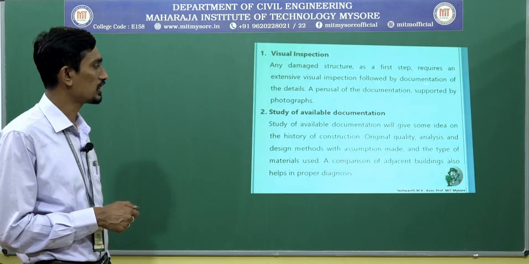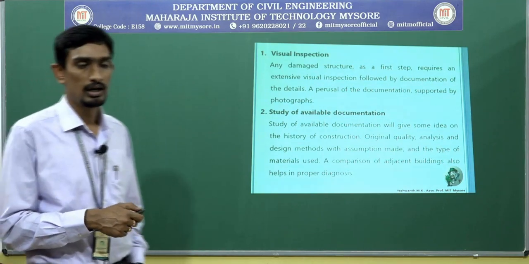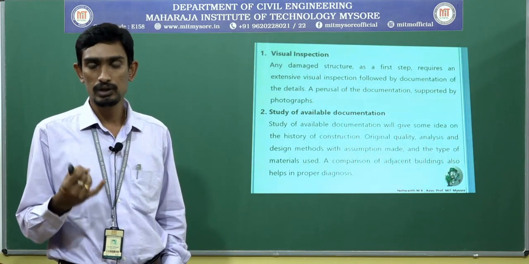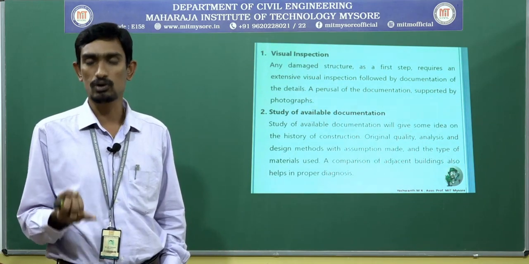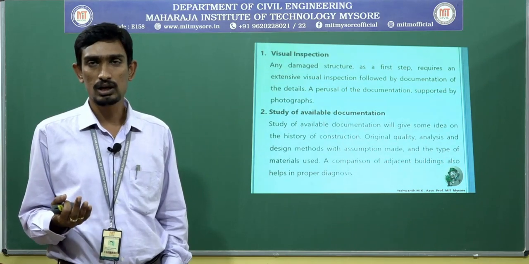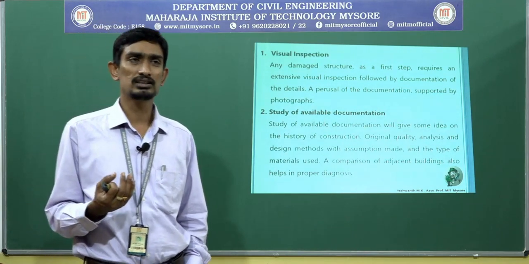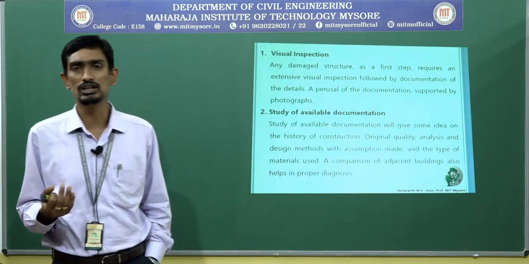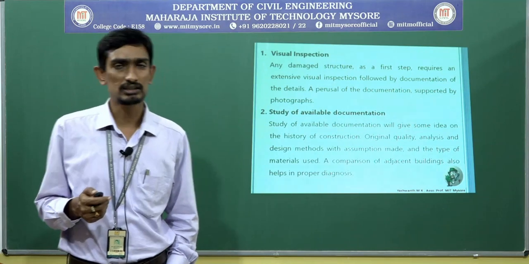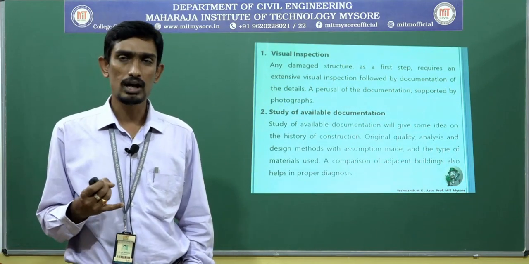The documentation should be supported by photographs. That is what has been highlighted. You need to take a photograph, and you need to take instruments, like a torch, or you can say a flashlight. Why do we require a flashlight? Because if there is any dark space in that particular area, you require a flashlight.